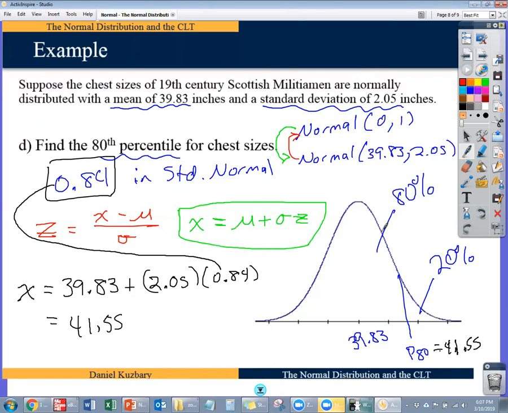Now your TI calculator can also find probabilities, frankly, much easier. I want to save you that tutorial for a different video.